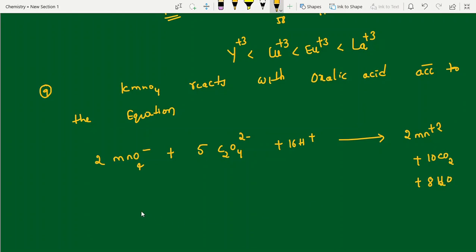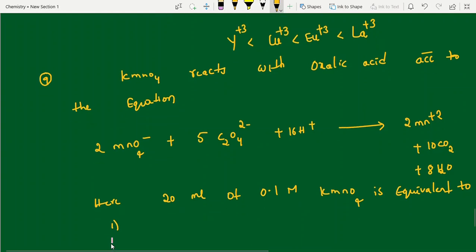Okay, here they gave one more information. Here 20 ml of 0.1 molar KMnO4 is equivalent to. Okay, so what is it, students? What options also they gave? Options also they gave. What is the option? What are the options they had given here?